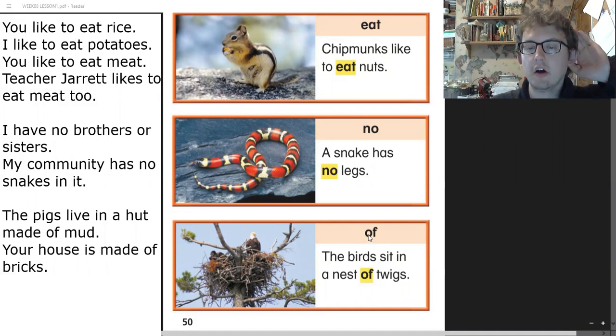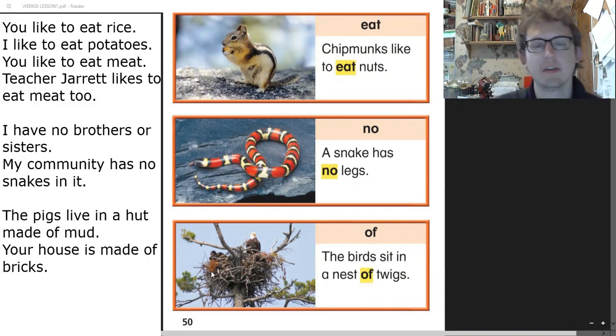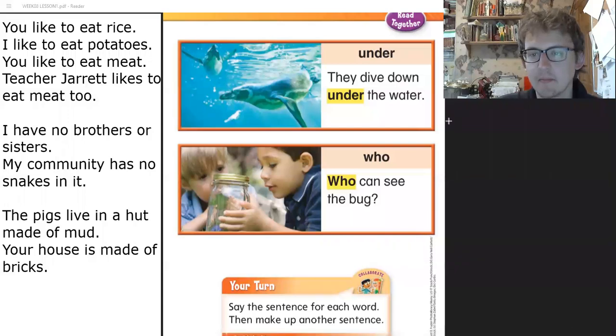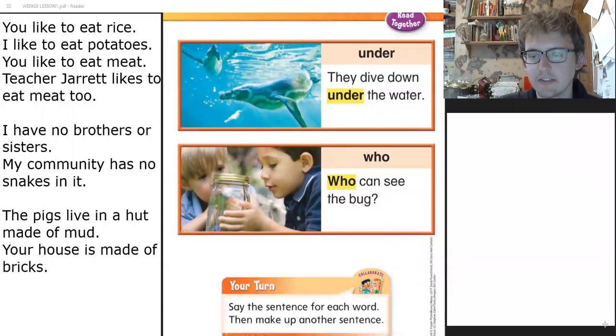Of, O-F. The birds sit in a nest of twigs. So there's the bird, and there's all the twigs, which are little sticks. The pigs live in a hut made of mud. Your house is made of bricks. Okay, very good. Now we can go to this side and make more sentences together.